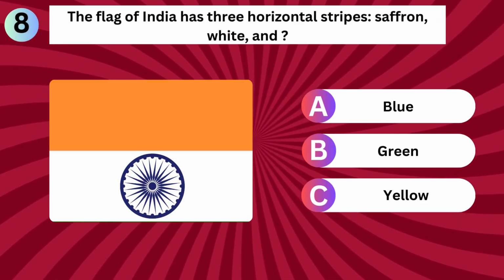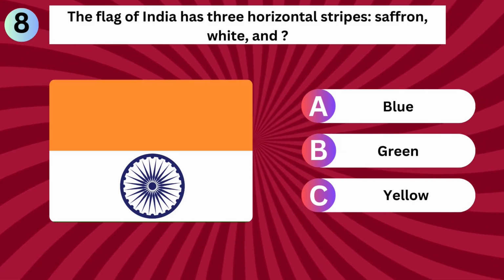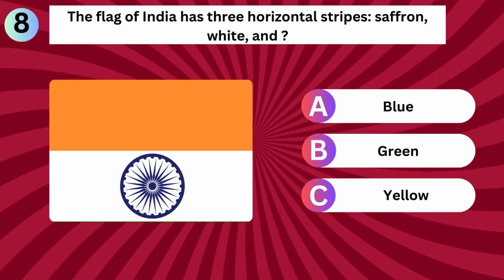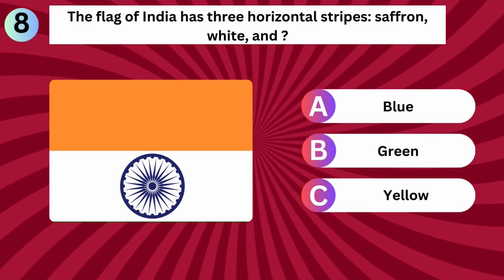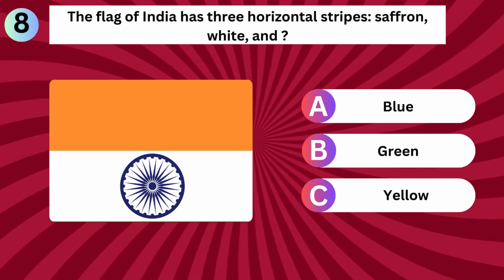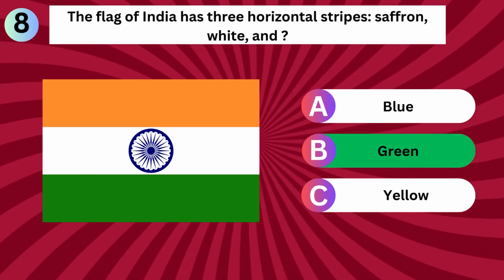The flag of India has three horizontal stripes: saffron, white, and blue, green, yellow. Green is the best answer.